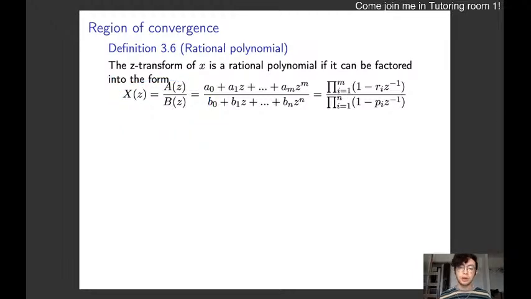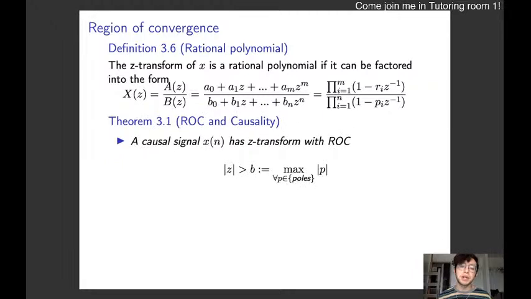Now that we have all that out of the way, we can finally tell you what your region of convergence is going to be. If we look at our signal and we know it's causal, then the region of convergence of the z-transform of that causal signal is going to be outside of some circle. It's going to be on the exterior.